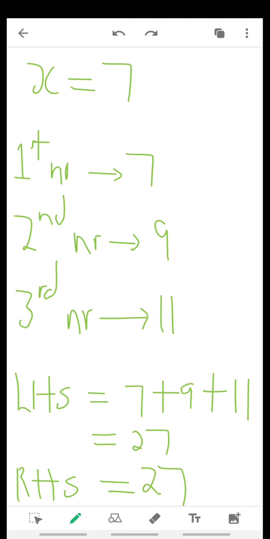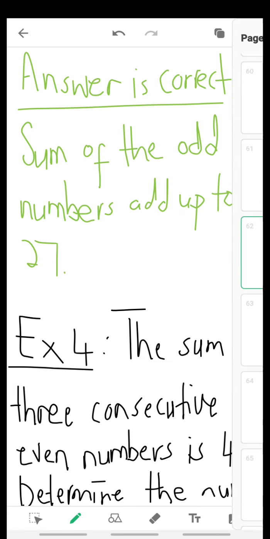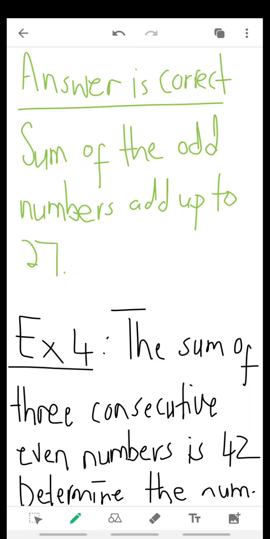They said you must check. So when I add the 3 consecutive numbers, 7 plus 9 plus 11, I get 27, and the sum on the right hand side was 27. That means the 3 consecutive numbers are correct. The sum of the odd numbers adds up to 27. Now let's go to example number 4.